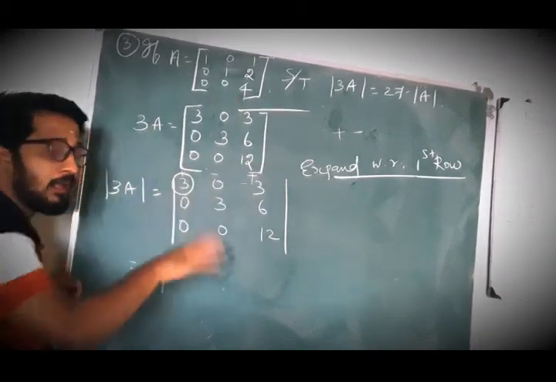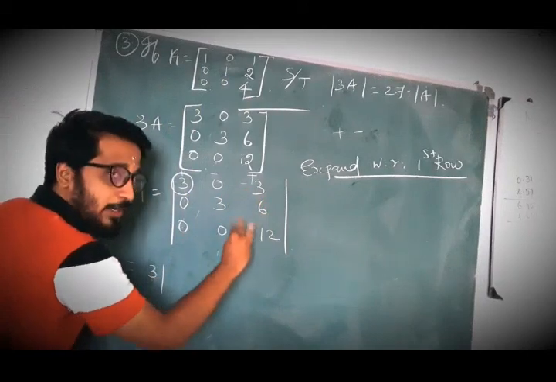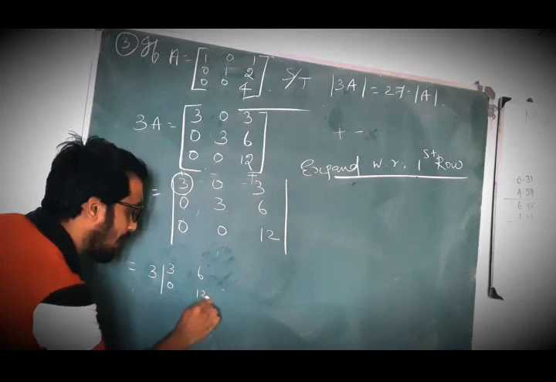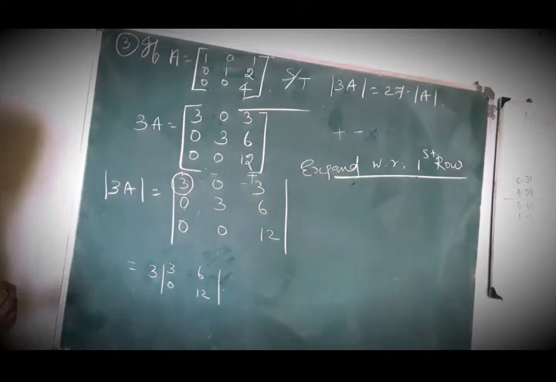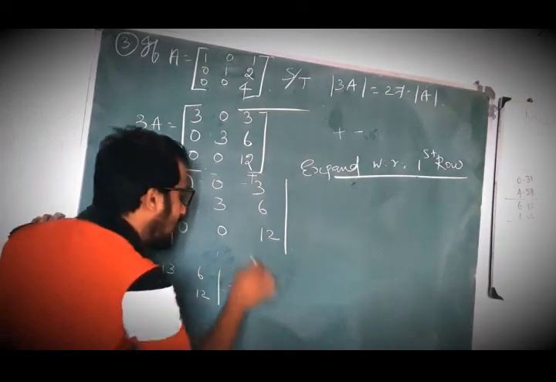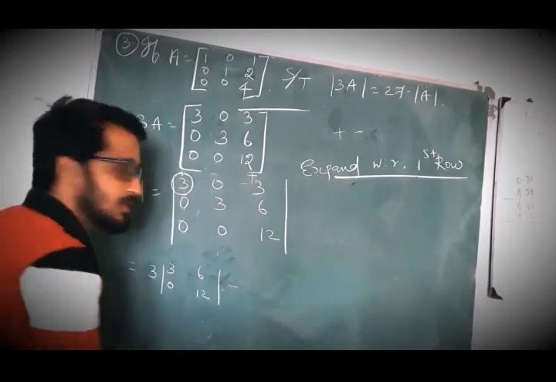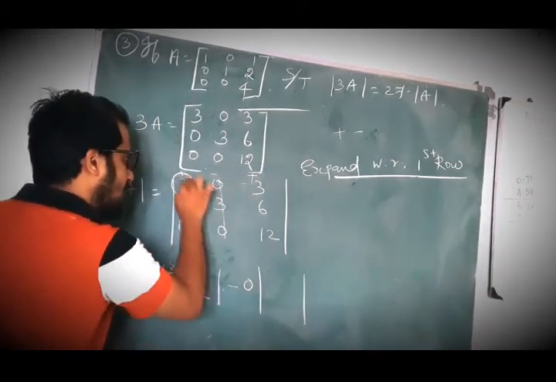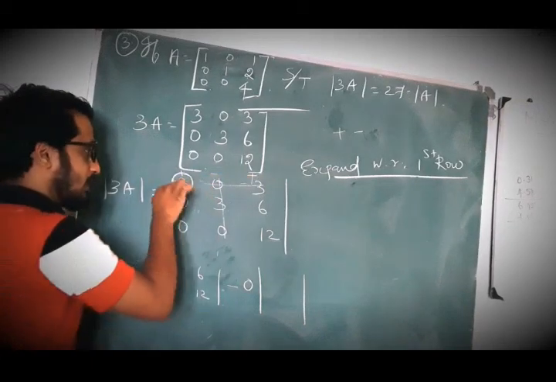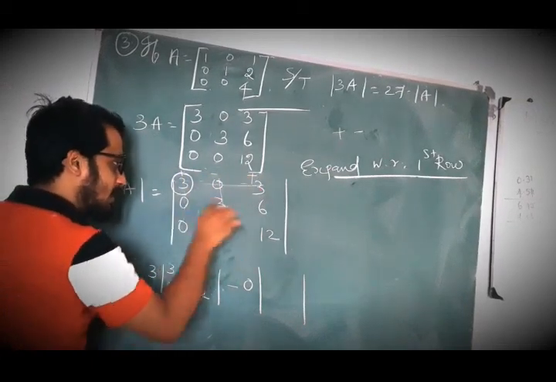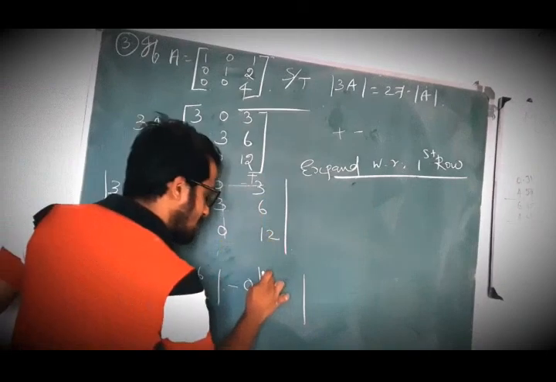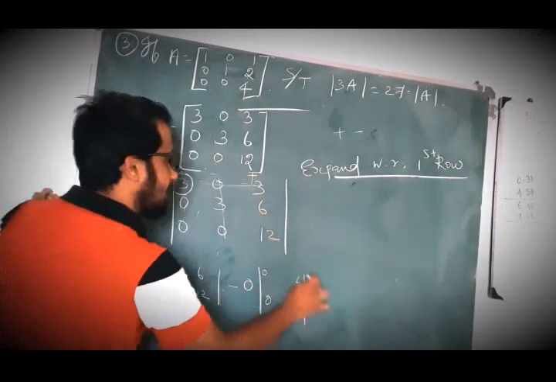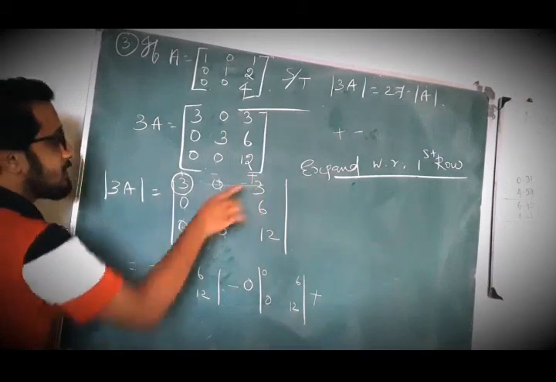I am eliminating the remaining elements to have a 2 by 2. That is nothing but 3, 6, 0, 12. Yes or no? Minus 0 into anything will be 0 only. Yes or no? Again, I am writing 0 into, listen, including this row and this column, the remaining elements 0, 6, 0, 12. Now, again, plus, the last term is 3.